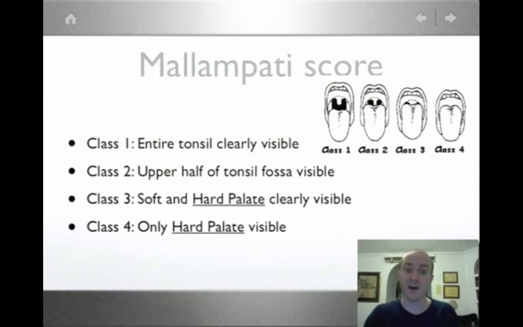You can see the soft and the hard palate. And class 4, now you only have the hard palate. So obviously as you go up in class, it gets more and more difficult to intubate. So you want to look in the patient's mouth.